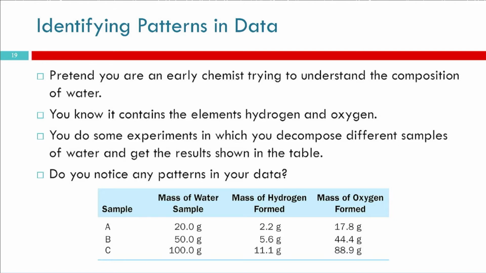So pretend that you're an early scientist trying to understand the composition of water. So you take it, you put it in this experiment. You know it contains the elements hydrogen and oxygen. And you do some experiments in which you decompose different samples. Decompose meaning you're splitting it apart, separating the hydrogens from the oxygen. And you get the results shown in this table. Do you notice any pattern in your data? Anybody want to take a stab?